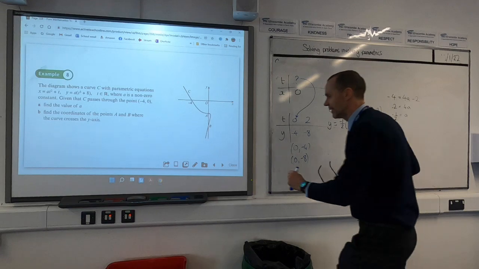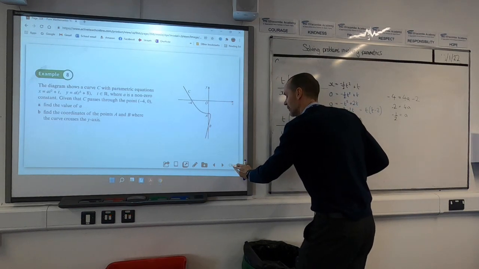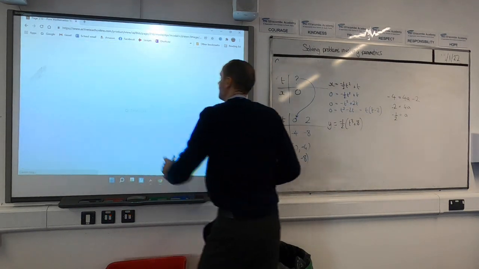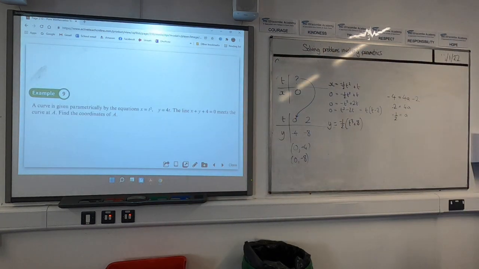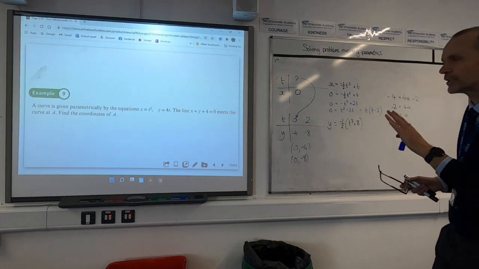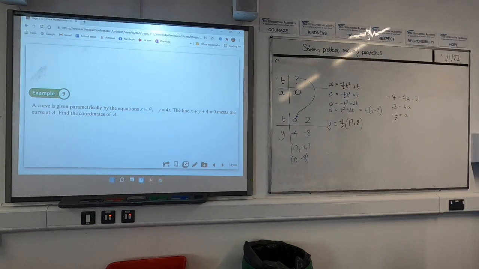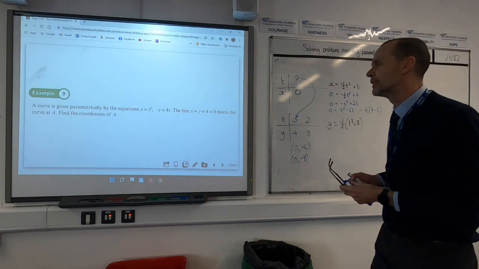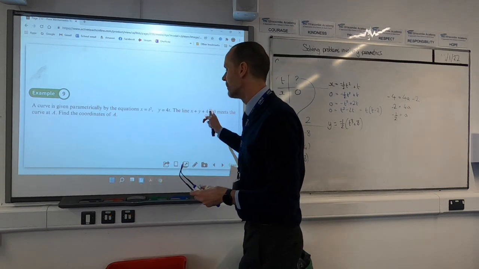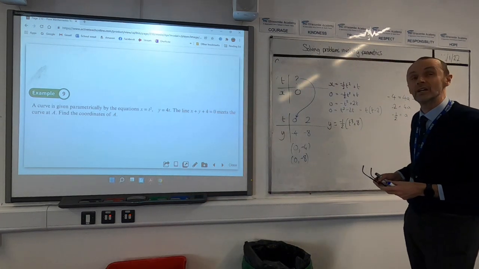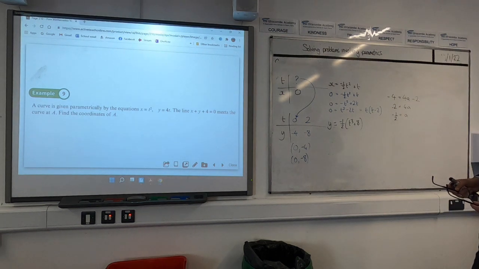Okay, second and last example before I get you to try some for yourself. So that was about finding missing values when you know a point it goes through or intersections with the axis. This is a simultaneous equation question. We've got our parametric equations and we want to know where it meets a particular other line. In this case, x + y + 4 = 0, which is a straight line.